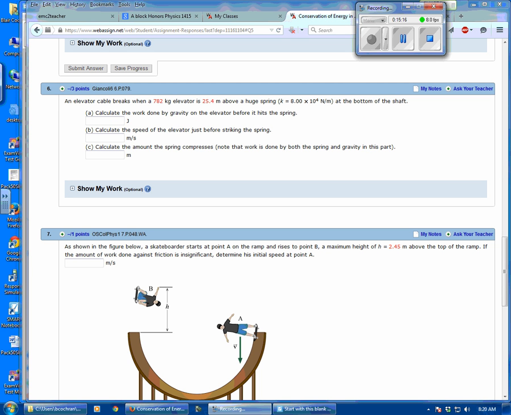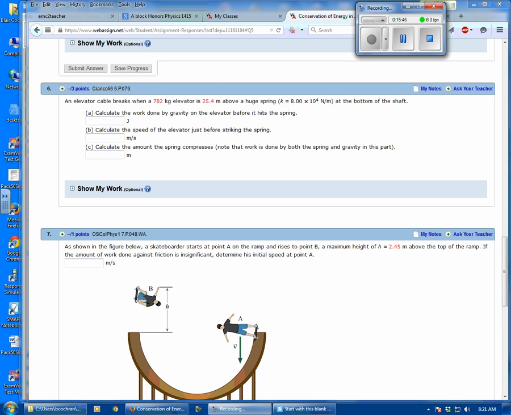All right, so number 6 here with our elevator cable breaking, and the elevator is going down. It's above a huge spring. And if you ever look at an elevator shaft, there is usually a huge spring underneath them as a safety measure, so that if the cable ever breaks and the automatic brakes also fail, you won't splat. You'll slow down, hopefully.